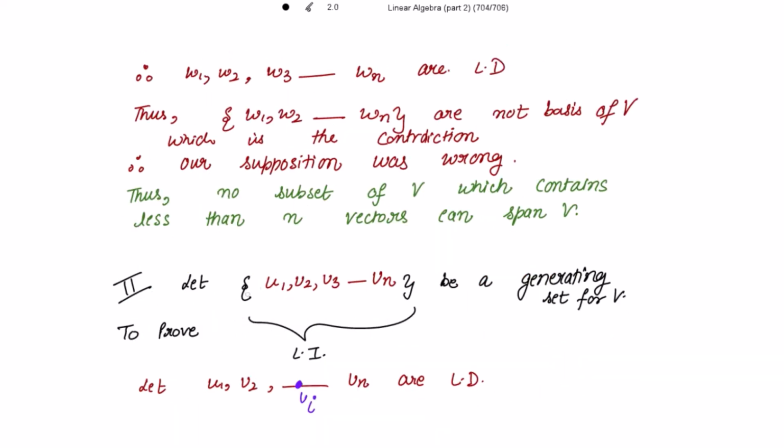Second, for the generating set, the generators of V are linearly independent. So these two conditions for the basis have been proved. Here the proof ends.